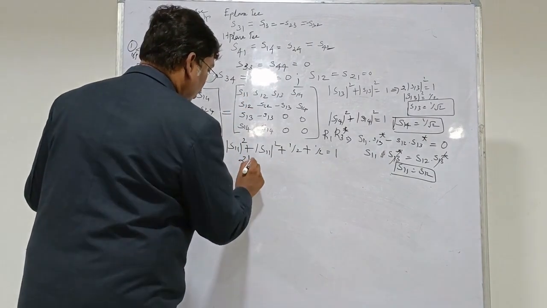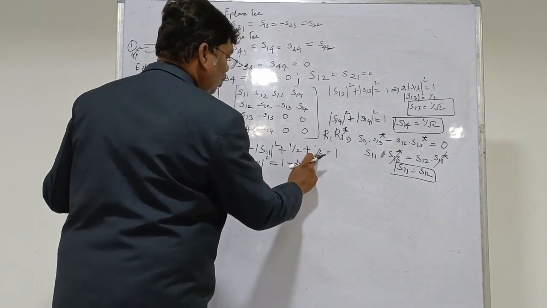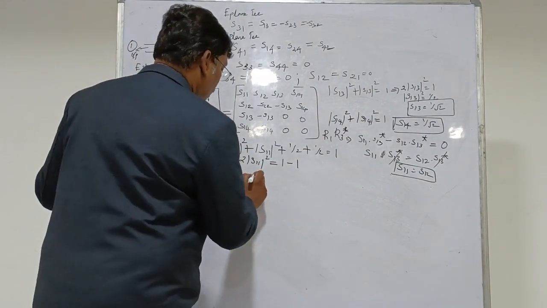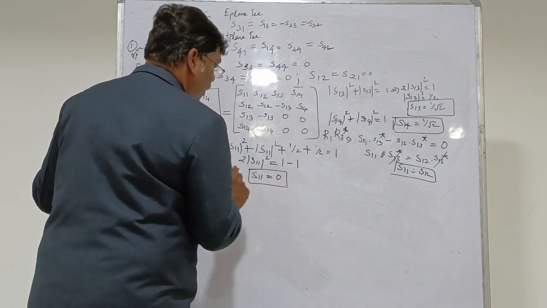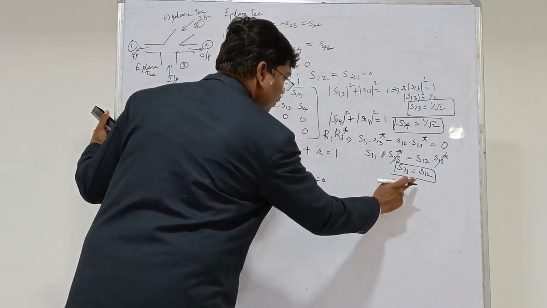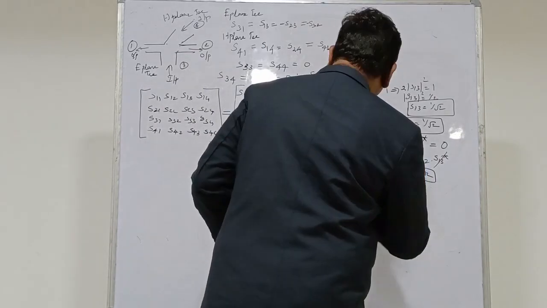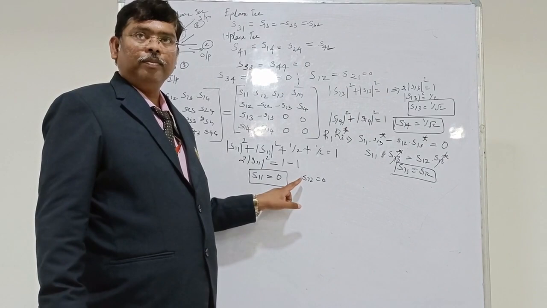So now 2 S11 squared is equal to 1 minus 1. Moving the 1 to the right-hand side, this becomes 0. So S11 is equal to 0. If S11 is equal to 0, S12 is also 0, because S11 is equal to S12. Whatever the value of S11, S12 is the same.